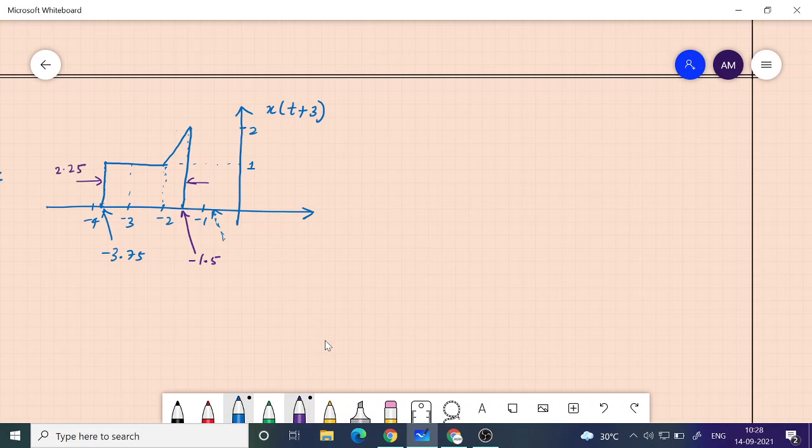So after stretching, it will be multiplied by 2. That is what we are expecting. So 2.25 into 2 is 4.5. So its width should go to 4.5. Okay, so let us now draw it graphically.